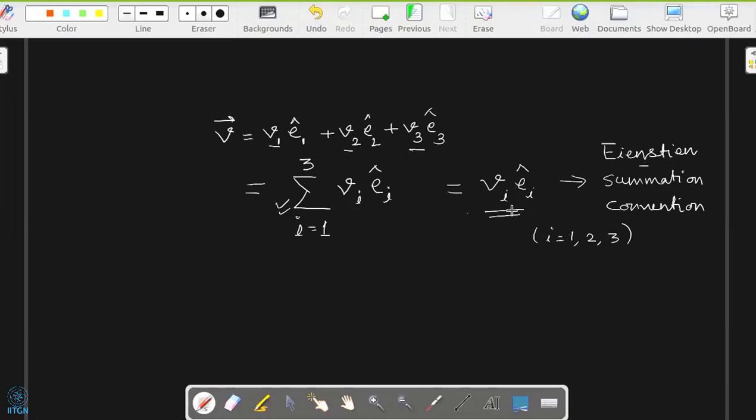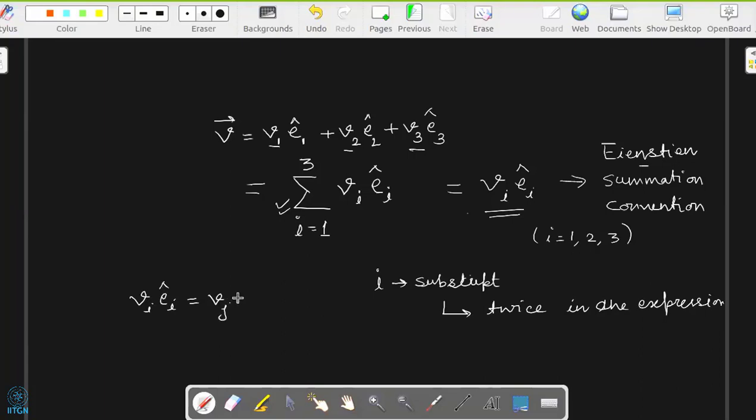Here, what is the important thing to be noticed? We have used the subscript i, and this subscript comes twice in this expression. Instead of vi ei, if I am writing vj ej, will it make any difference? No, it is not going to make any difference. Again, j must simply vary from 1, 2, and 3. So both will have the same meaning.